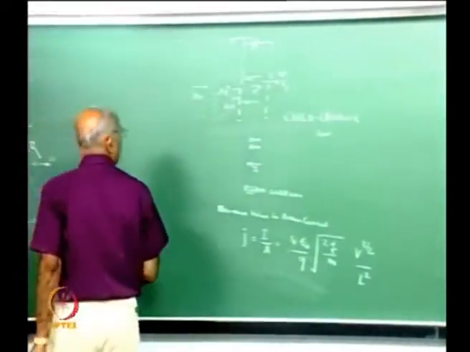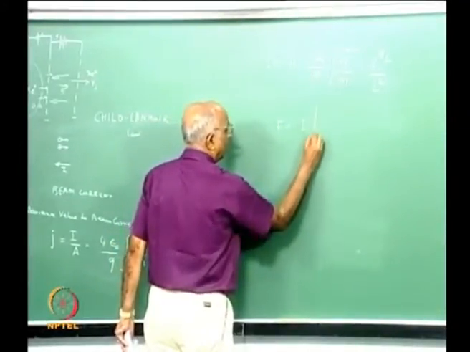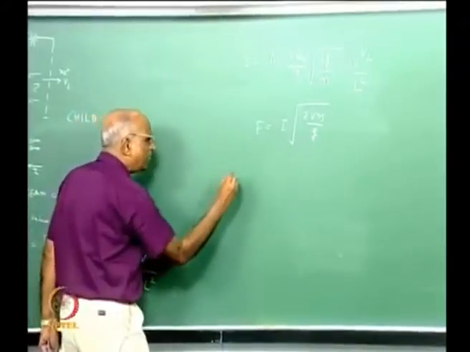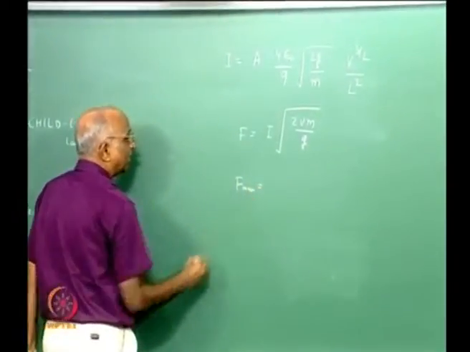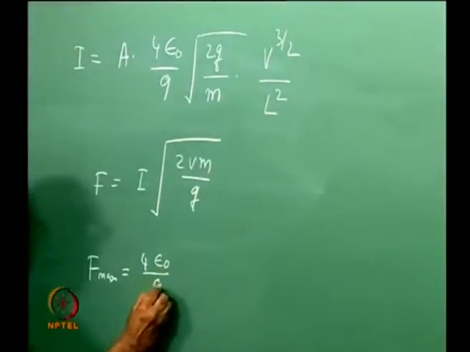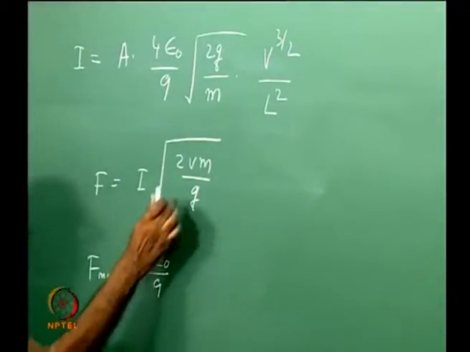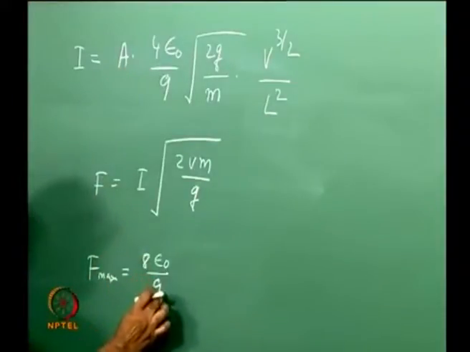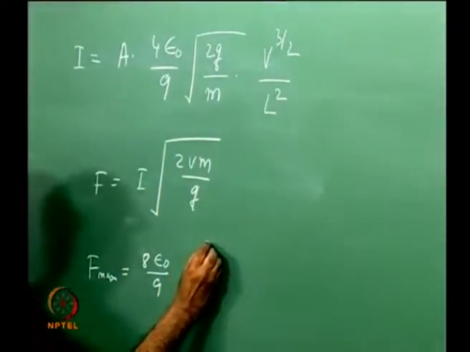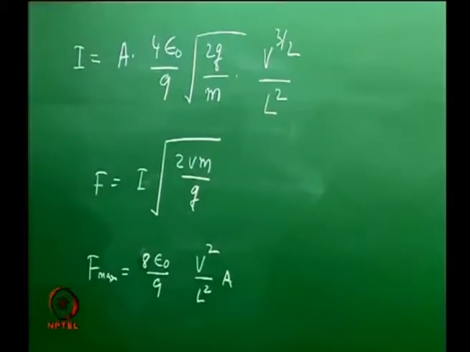But I already know the force equation, and the thrust developed by a particular ion rocket we derived as I into under root 2Vm divided by Q. Therefore, for the maximum thrust which an ion rocket can develop, I substitute the value of A here, I get 4 permittivity divided by 9, 2Q by M, and this becomes 8 over here, because I have 2 coming here, 8 E0 by 9, and Q by M cancels off, voltage to the power 3 by 2 into V to the power half gives V squared divided by L square into the value of A, which is the maximum thrust which is possible.